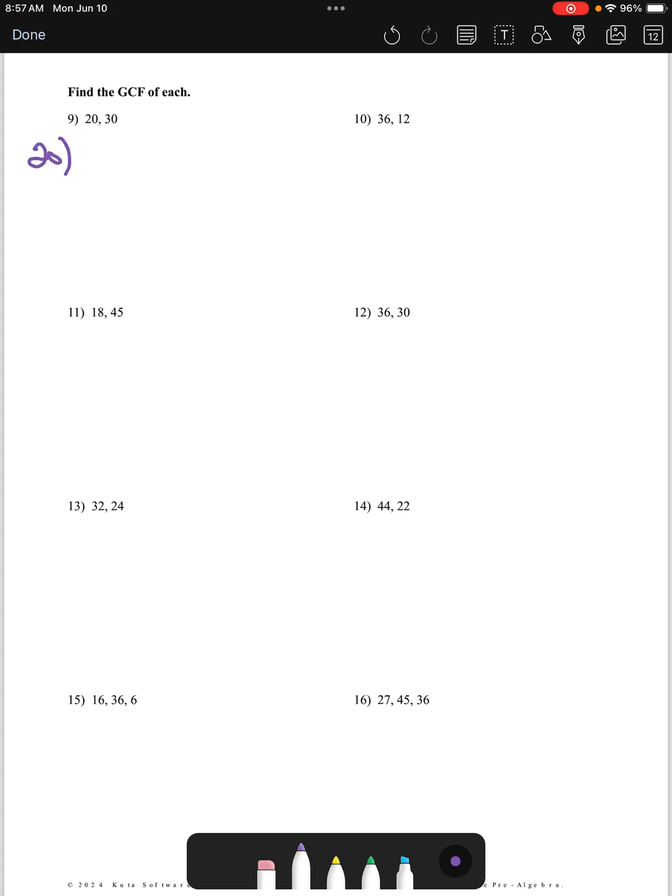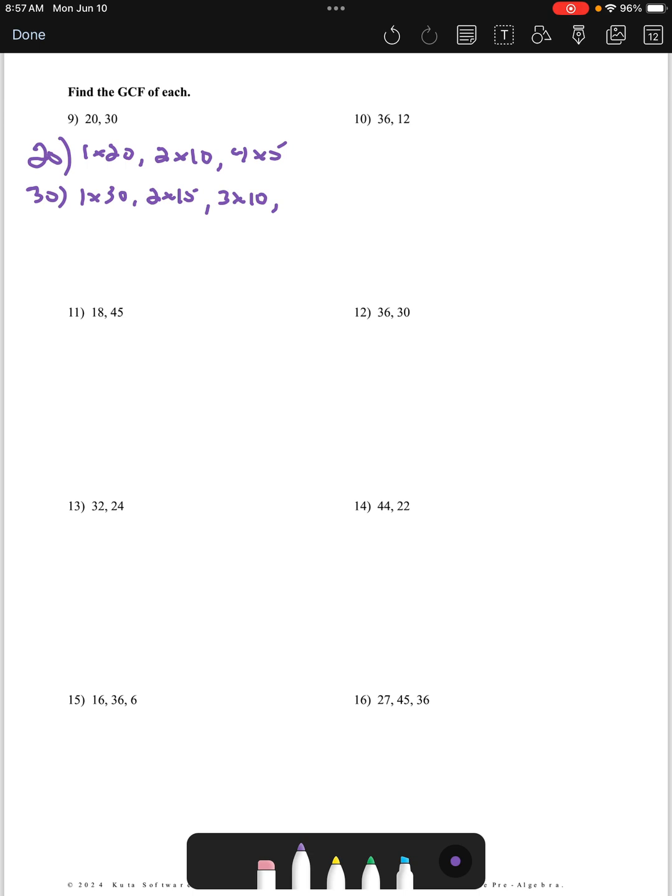So, how were you originally taught to find greatest common factor? Probably like this. You probably said, okay, for the number 20, I know it's 1 times 20, it's 2 times 10, it's 4 times 5. I know all of those statements make 20.